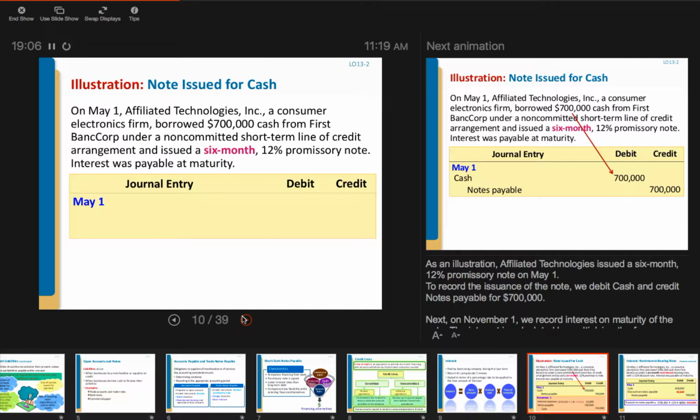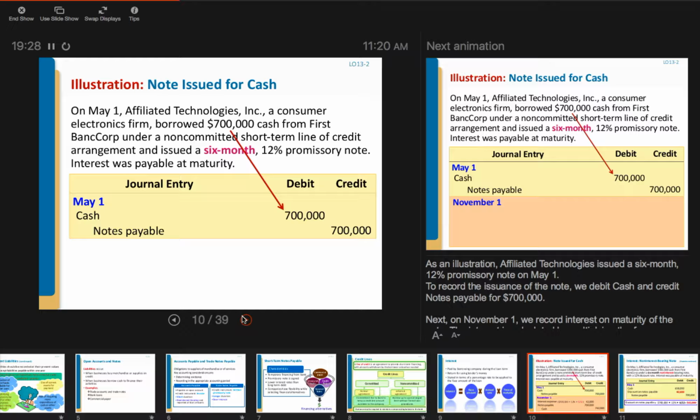Okay, so just the accounting for when the note's issued. You get $700,000 from the bank. The bank gets essentially an IOU from you that you have recorded as a credit in a liability account, notes payable, and that's what it looks like when it's issued.